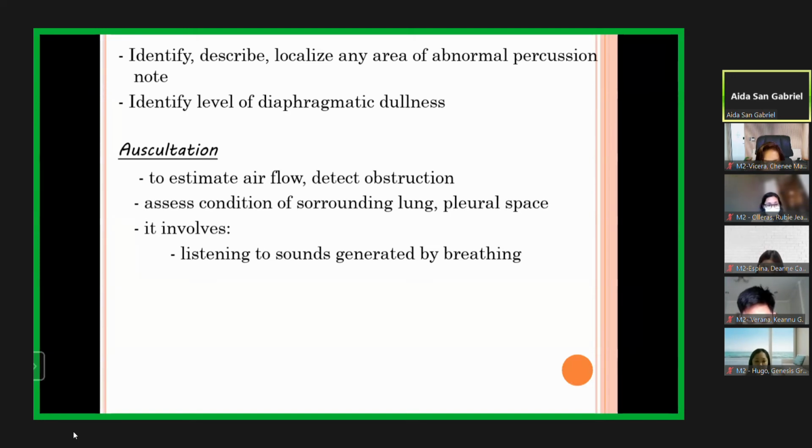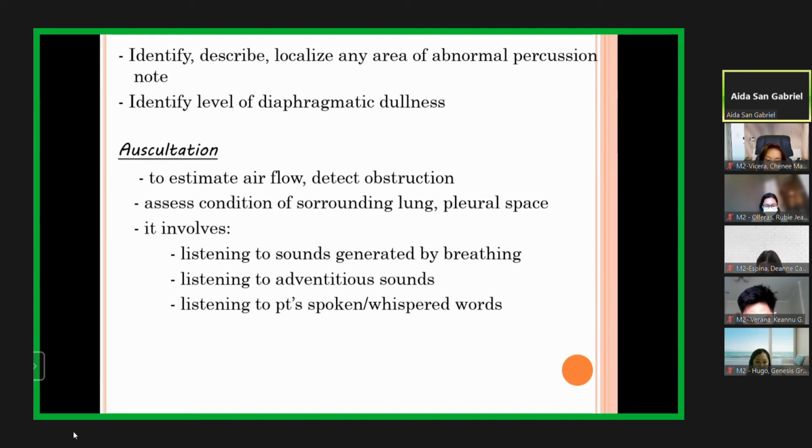This is done to estimate the airflow and to detect obstruction. Assess the condition of surrounding lung, pleural space, and it involves listening to sounds generated by breathing. Listening to adventitious sounds. Adventitious sounds are additional sounds. Apart from your normal breathing sounds, you may hear crackles or wheeze, and these are called adventitious sounds. Listening to patients' spoken or whispered words, this is done with the use of your stethoscope.